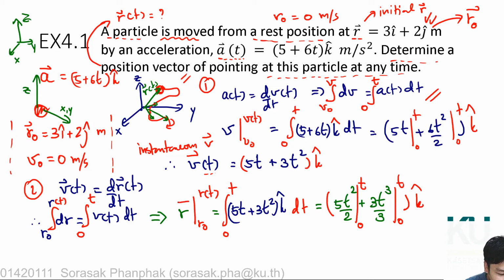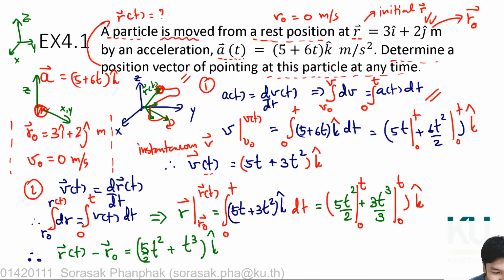So this r is your vector now. Put the limit in by substituting the values. So what you're going to get finally is r(t) minus r0 equal to 5/2 t squared plus t cubed in the k direction. So now the final job is to replace this r0 with this condition, right? We know the condition over here. So now put it in.